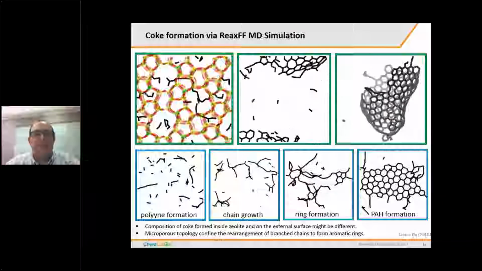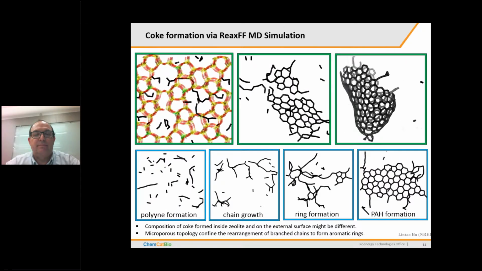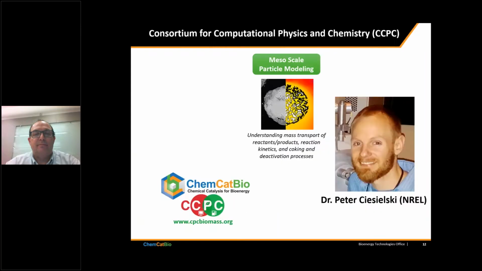So now we want to incorporate this work, put in a mesopore at the external surface of the zeolite catalyst, and then see how the coke formation forms. That is what we have here. So this is what we are doing in the atomistic modeling work. And then I will hand over to Peter Strzelski for the mesoscale particle modeling.